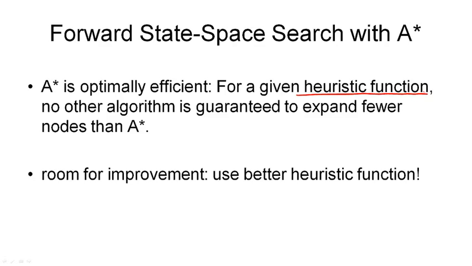And there is one way we can improve the algorithm, and that is simply by using a different heuristic function. If we can find a better heuristic function, then A-star will perform significantly better, and that is what we want to achieve.